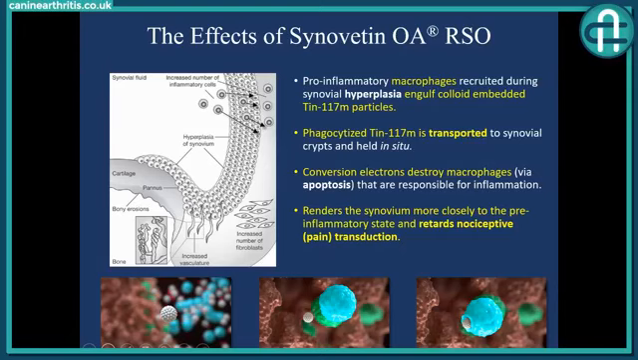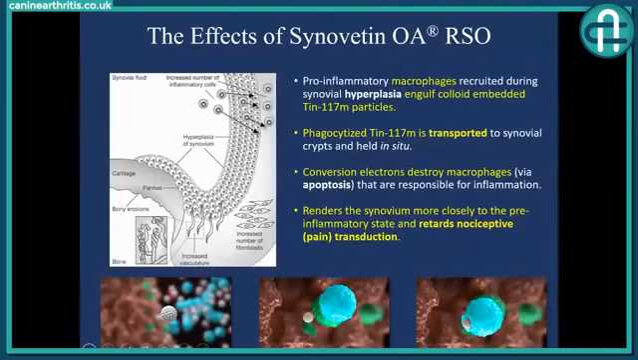So it's an injection. It finds its way into the deeper levels of the lining of the joint, causing these macrophages to explode and therefore suppress that cycle of inflammation.